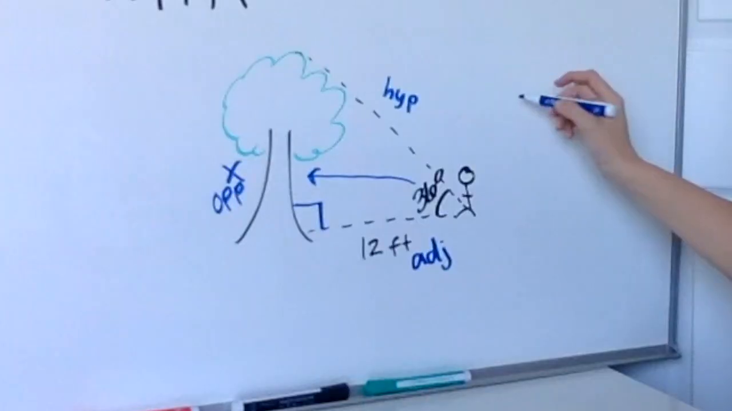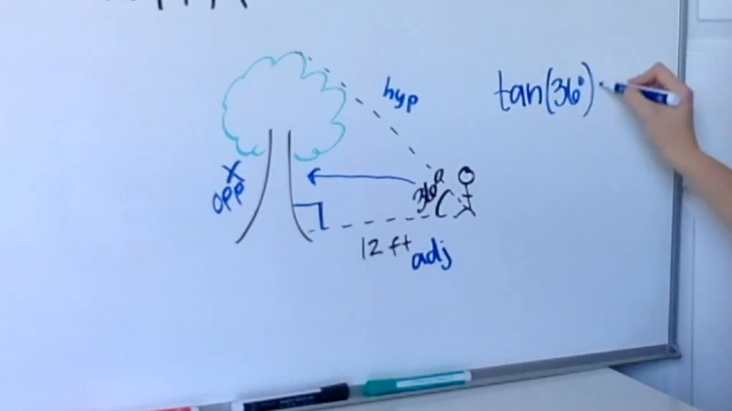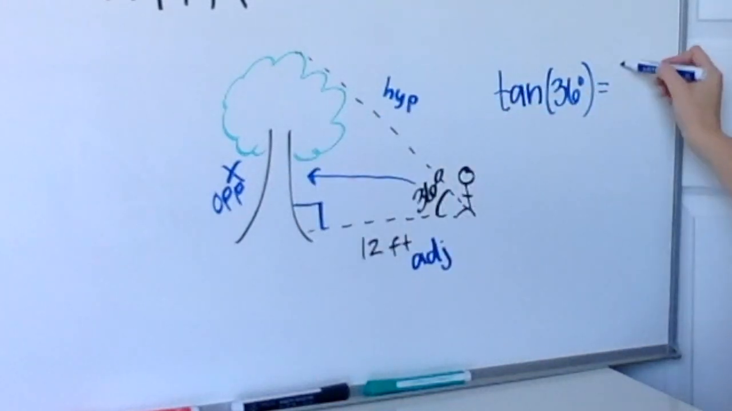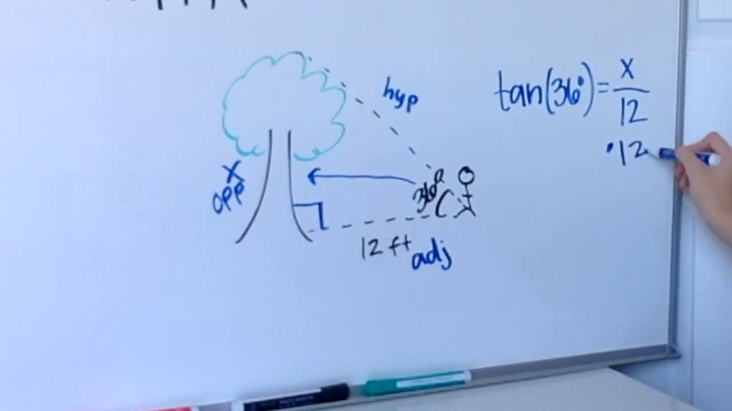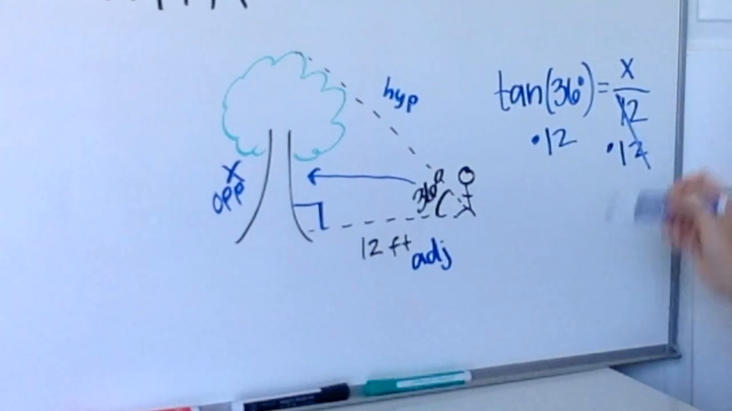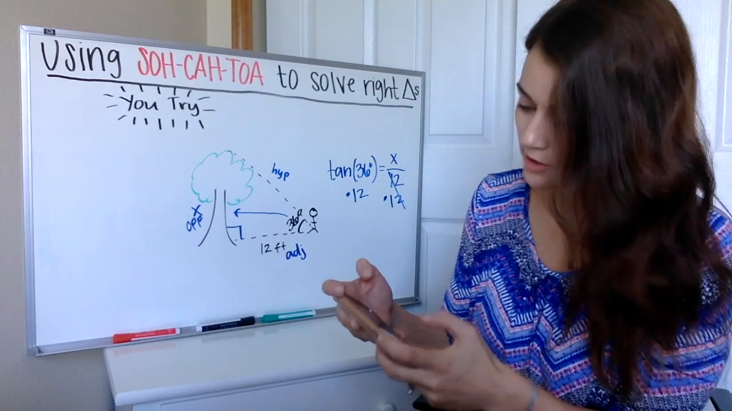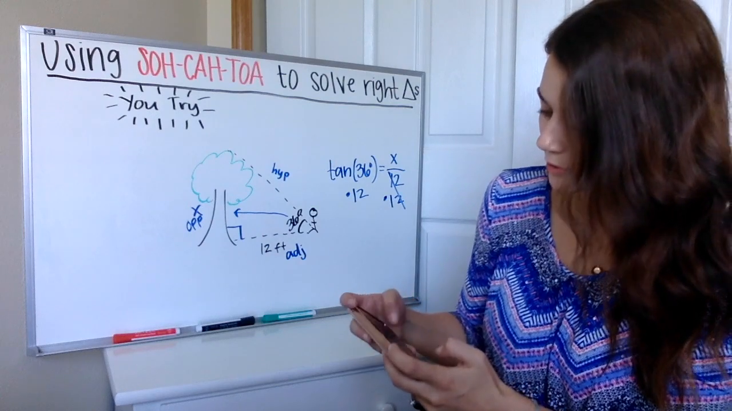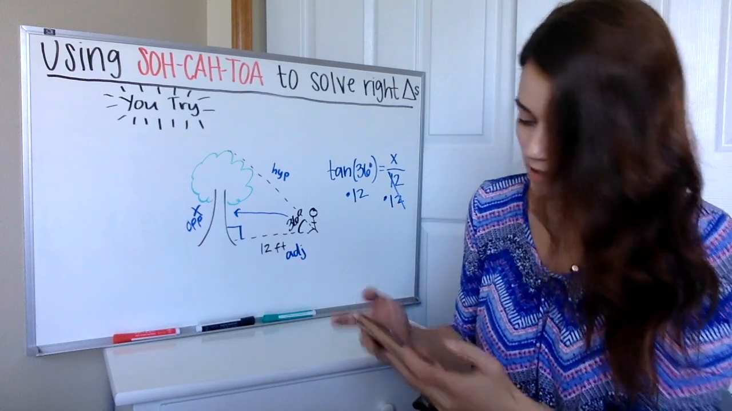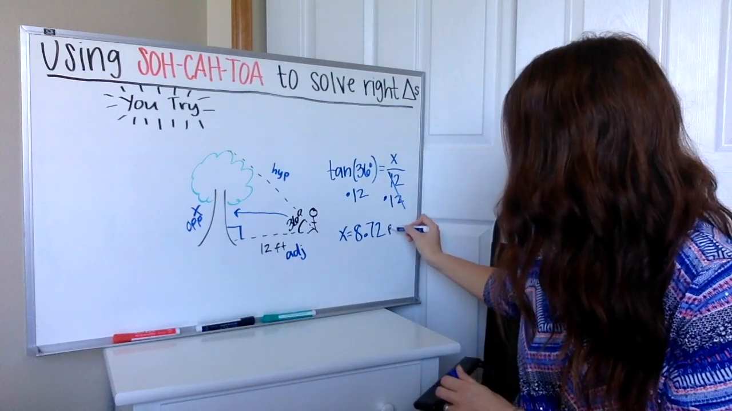So we're given adjacent, we want to find opposite, which one uses opposite and adjacent? TOA, tangent. So we're going to have tangent of our angle, which is 36 degrees, equals opposite, which is x, over our adjacent, which is 12. Now we're solving for x. Times 12, times 12. So to type this one in, I'm doing 36 tangent, so I got 0.7265 times 12, I got 8.718, so we'll say 8.72, and my label was feet.